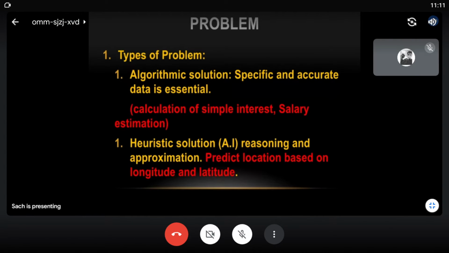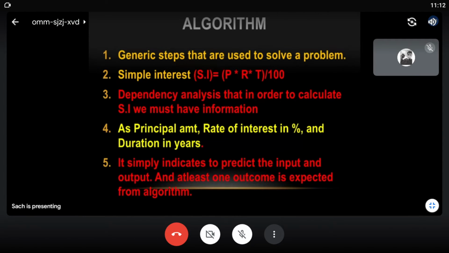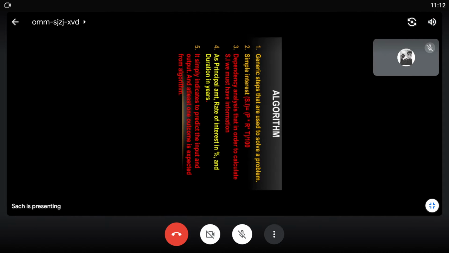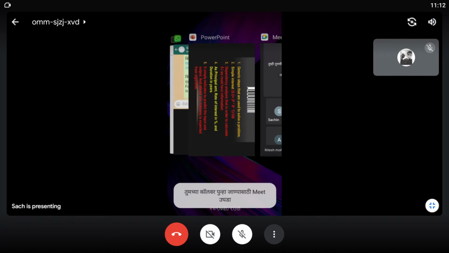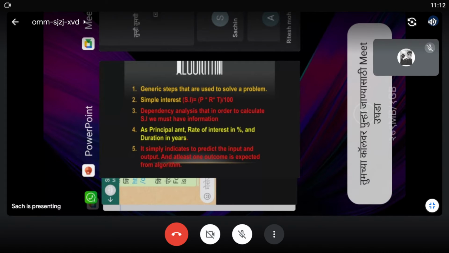Fine. Now let us move to the basic algorithm. So it is a generic step that I use to solve a problem. What we say about generic step means it is applicable to nearly all types of languages. And over here we discuss any language. The algorithm is applicable to n number of languages.